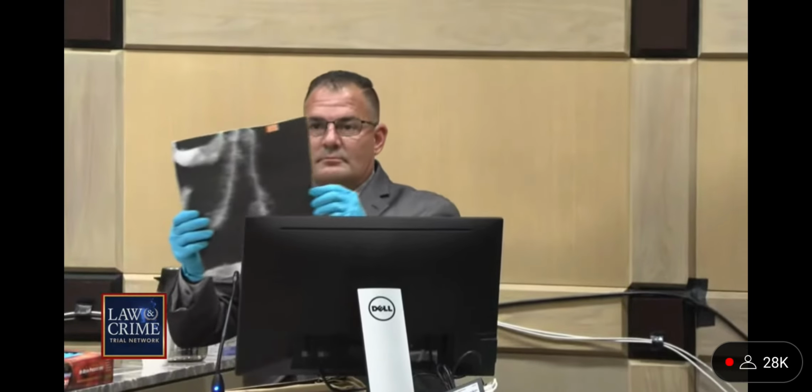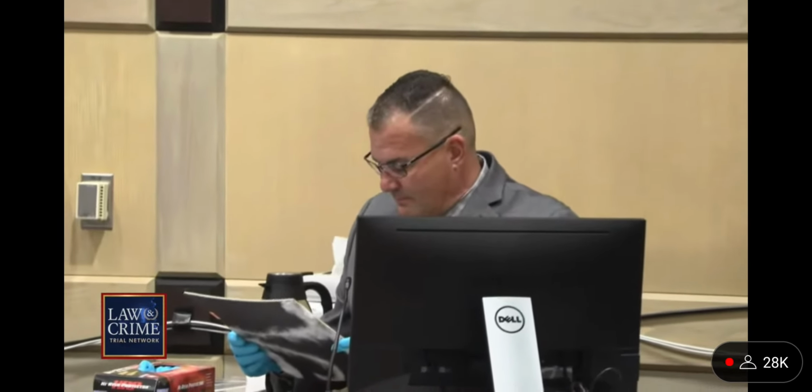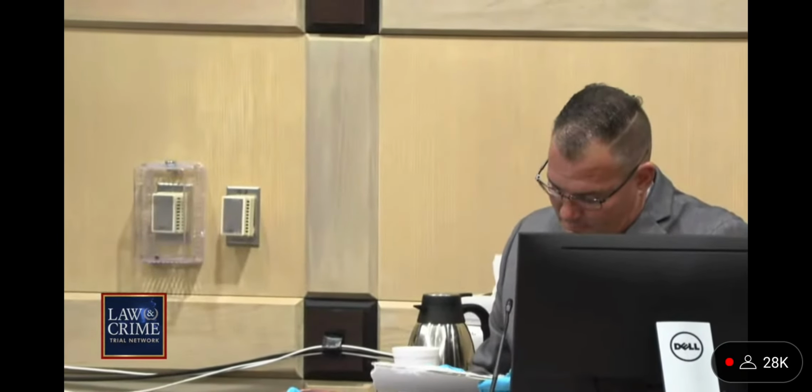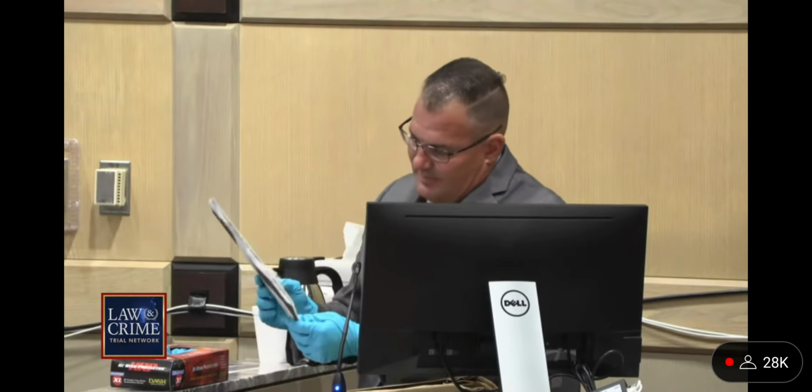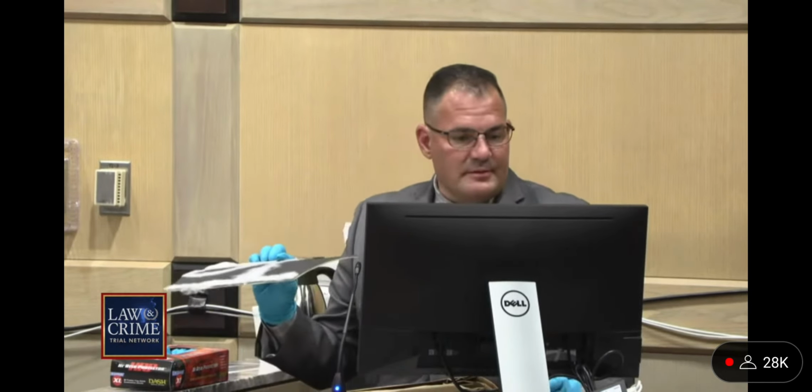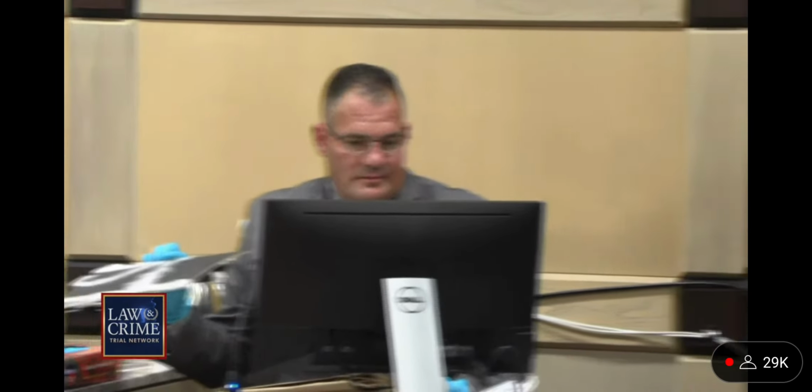And Detective, if you could hold it up and show the back of it as well, and then indicate which part went to the front of the vehicle. Do you have the picture of the headliner? Sure. Oh, sorry. Would this photo help in assisting you in the location?